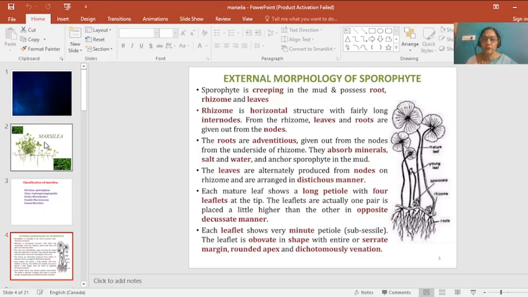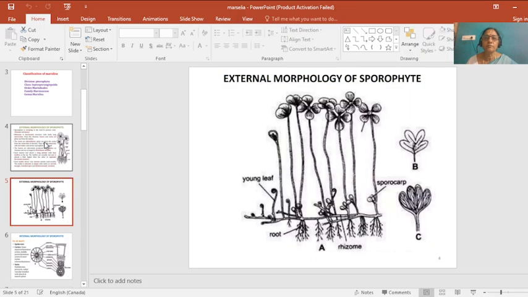Each mature leaf shows a long petiole with four leaflets at the tip. The leaflets are actually in pairs, where one pair is placed a little higher than the other in an opposite decussate manner. Each leaflet shows a very minute petiole, which is subsessile, and the leaflet is obovate in shape with an entire or serrate margin, round apex and dichotomous venation.